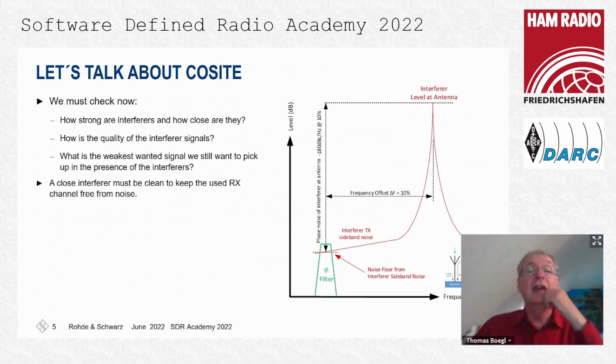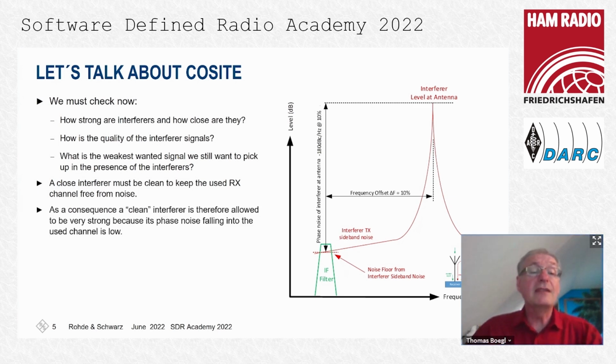So that means if we have an interferer which is clean, then the interferer can come even closer, and if the noise is lower, then the interferer can even come higher. So that means there's a relation between the spectral purity of the transmitter and how close the transmitter can come to us before he starts to reduce our sensitivity, based on either saturation of front ends or by transmitter noise falling into our receiver passband. So that means, as a consequence, a clean interferer can come closer.